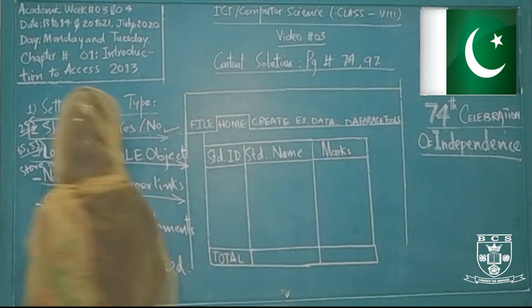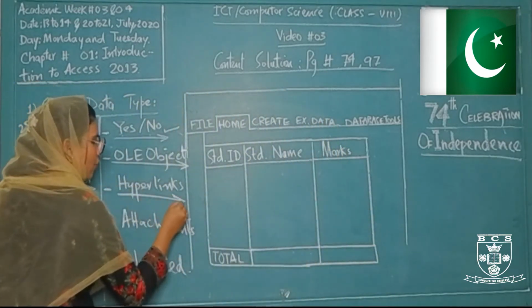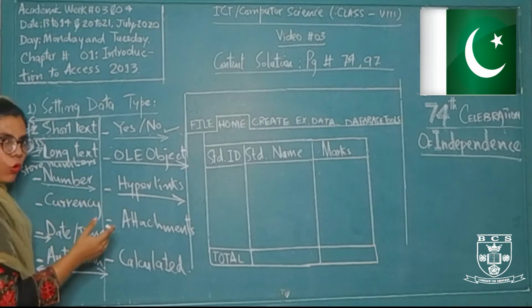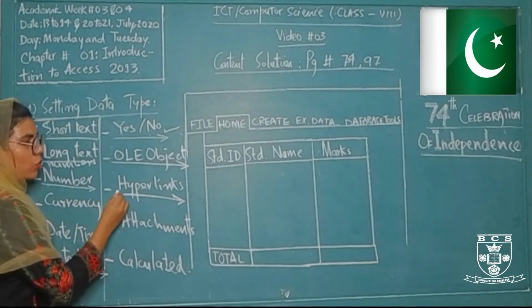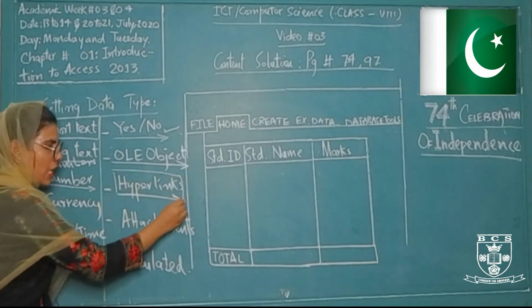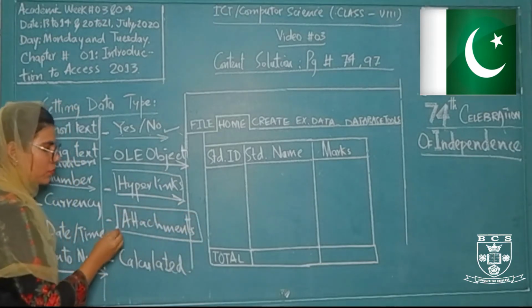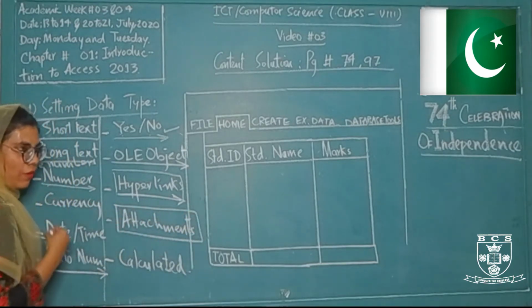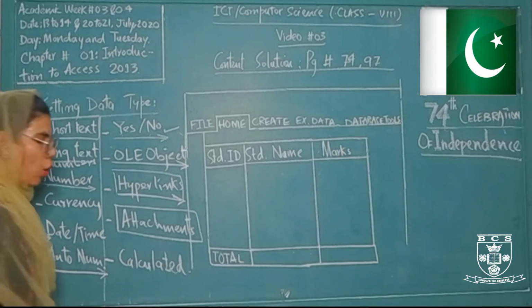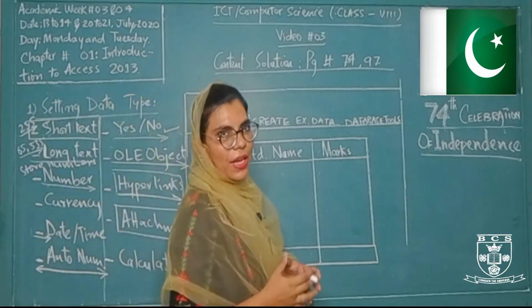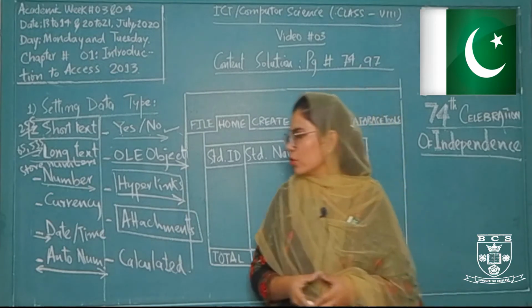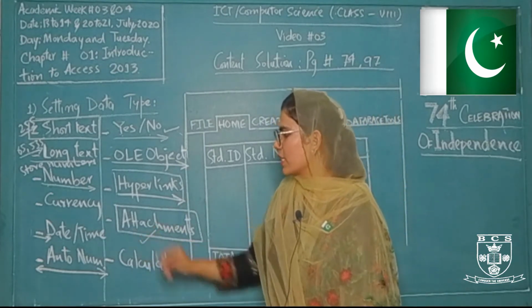So this is your hyperlink. Whenever you have to insert any link to any other folder or table, you will use this data type that is known as hyperlink. Now next is attachment. What is attachment? For attachment, if I want to attach any particular file or data or document from my computer system to my table, then I will use this data type, that is attachment.